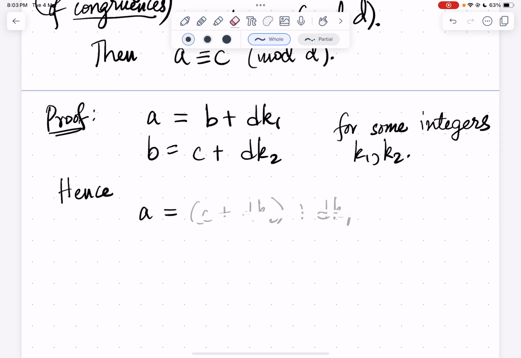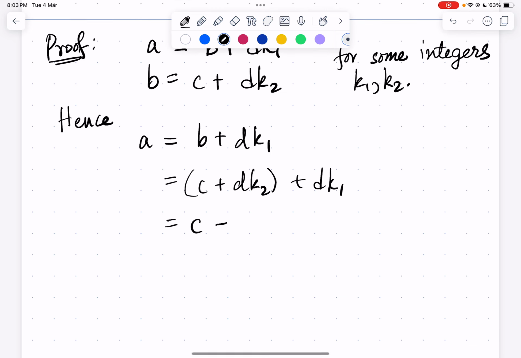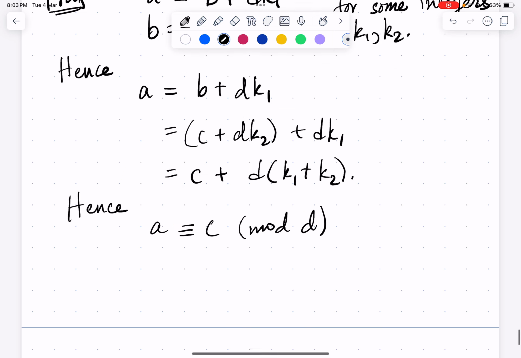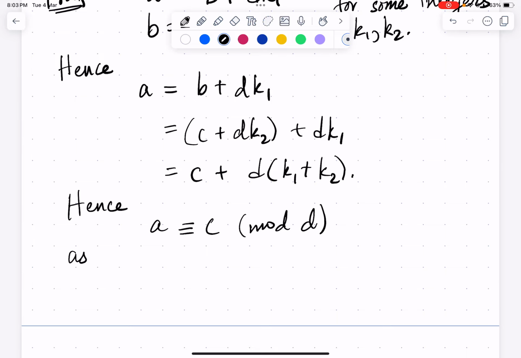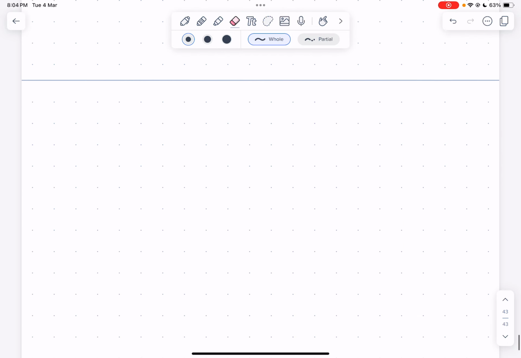So I'll write it again. A is B plus dk1 equals C plus dk2 plus dk1. So this is C plus d times k1 plus k2. Hence A is congruent to C mod D, as needed. So we have transitivity of congruences.